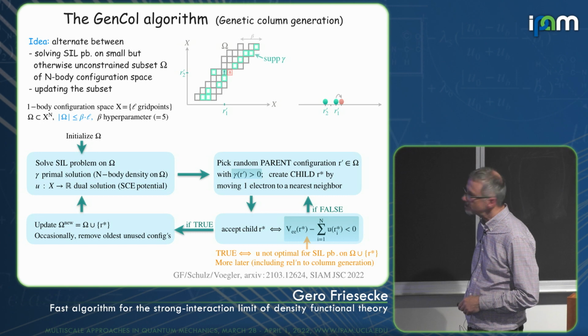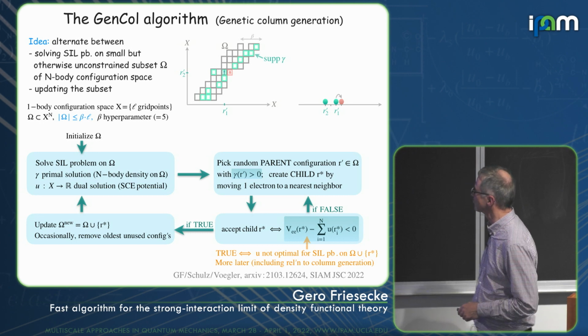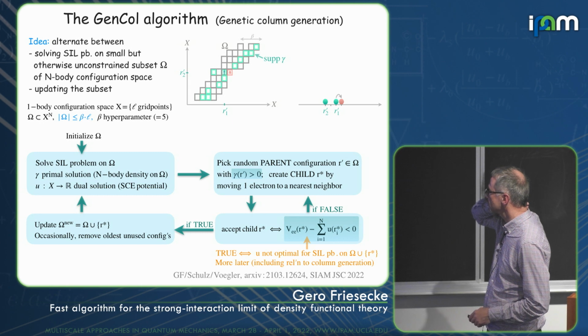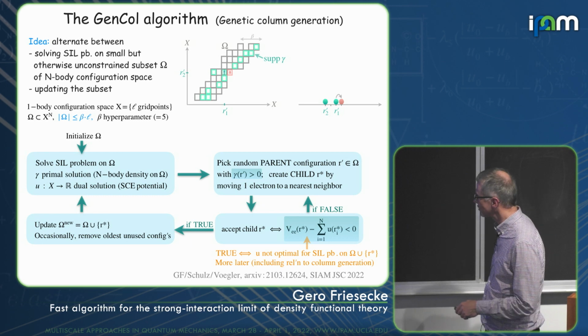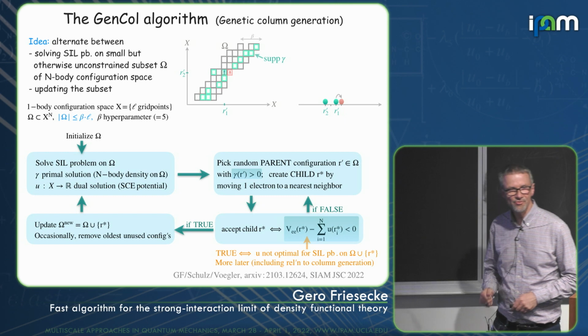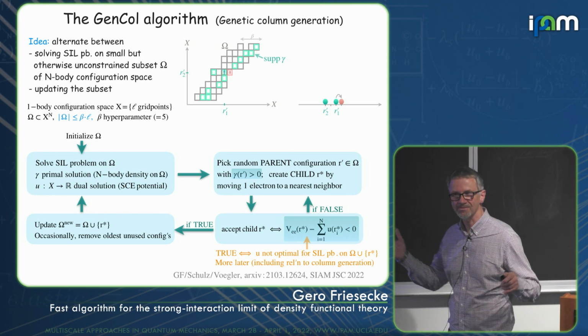For the acceptance criterion, you use the current dual solution. And it's a very simple evaluation criterion. You evaluate the cost of this new configuration. So it's just a pair potential evaluator. It's very, very cheap.